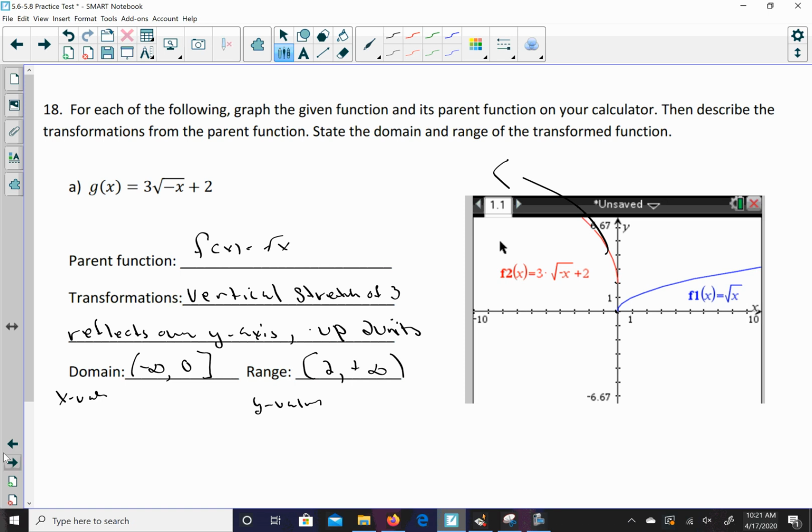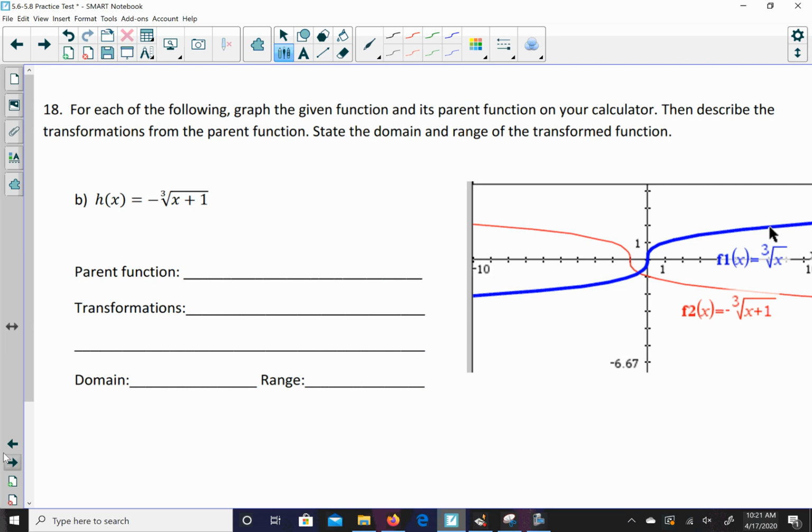Doing number 18, I'm looking at the graph. My parent function, I'm going to say, is f of x is equal to the cubed root of x. The parent function is blue. The new function, this h of x, is sketched in red.